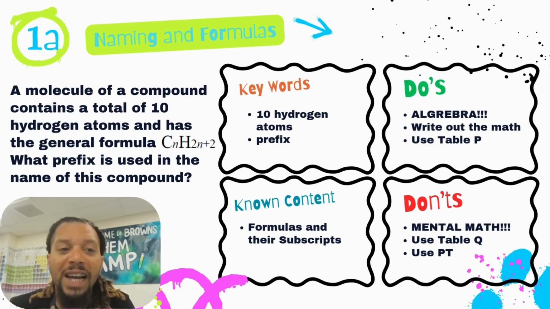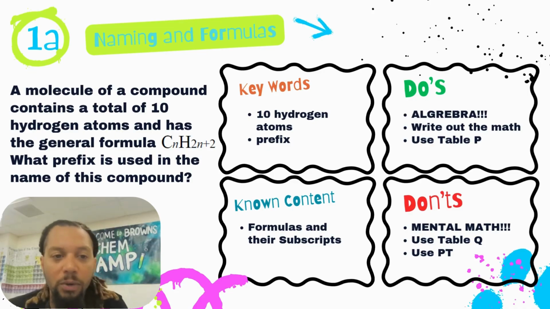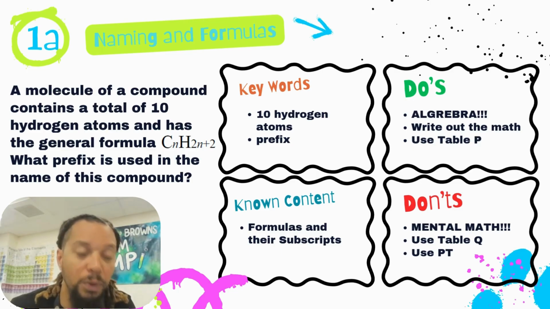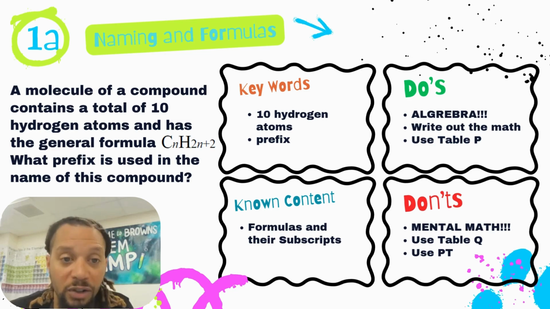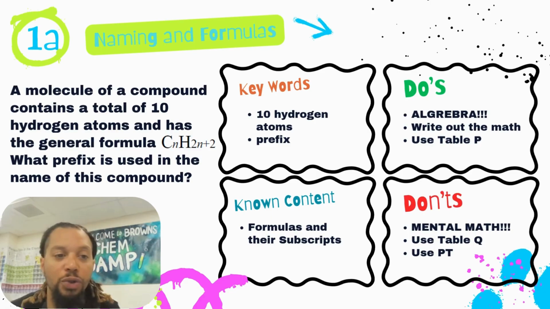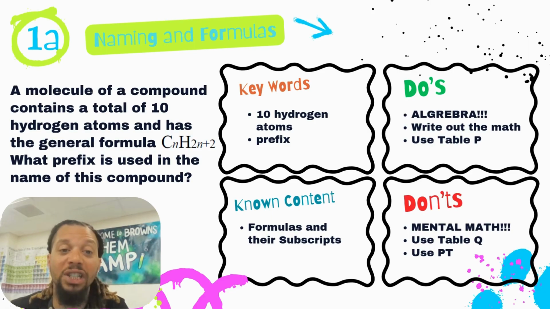A molecule of a compound contains a total of 10 hydrogen atoms and has the general formula CnH2n+2. What prefix is used in the name of this compound? So, keywords: 10 hydrogen atoms and prefix. Those are the 2 keywords. What is the prefix that we're going to use? And again, hydrogen atoms, we need to know that there's 10 of them. Known content: if we don't know what a formula is and the subscripts that are used in formulas, this question isn't going to work for us.